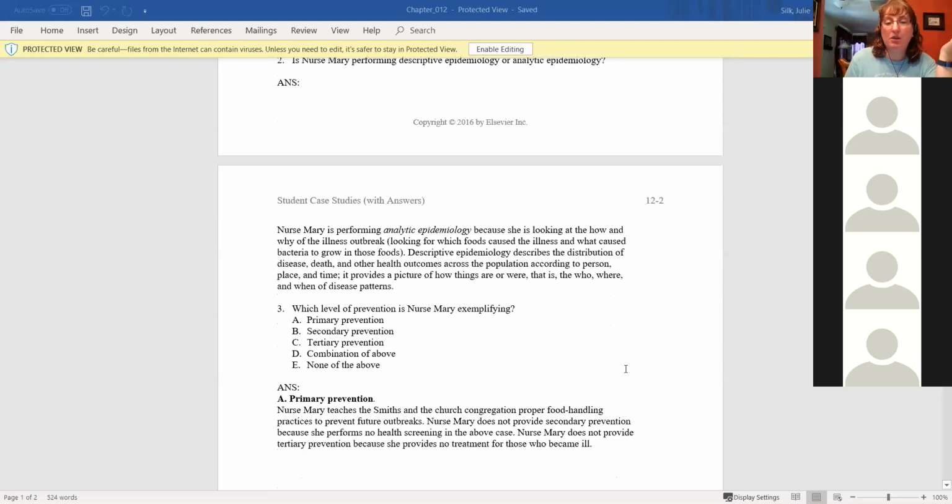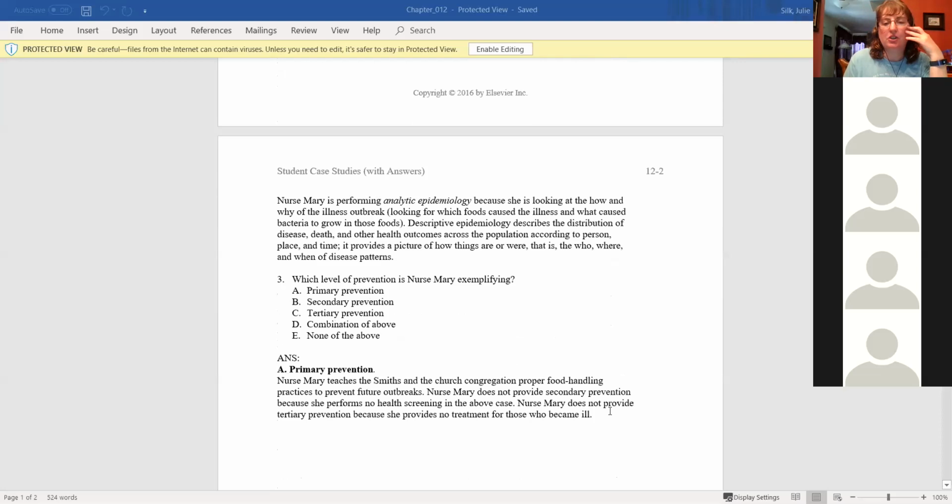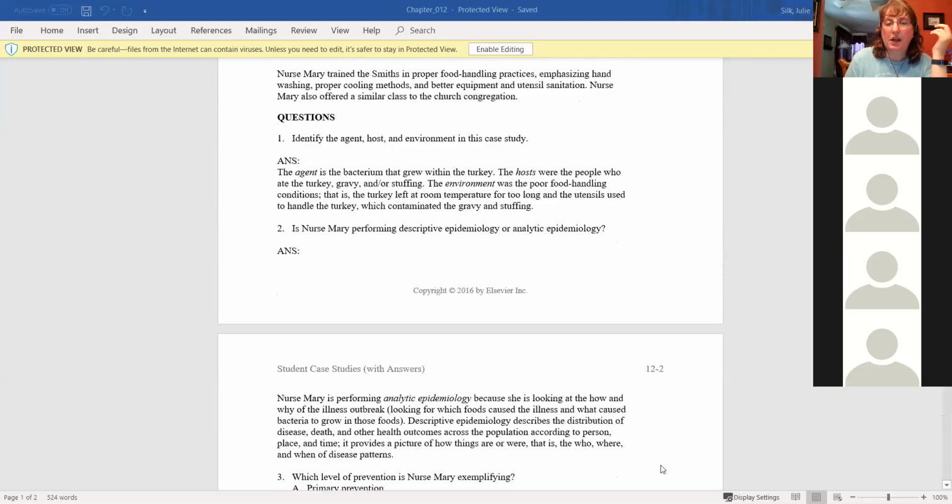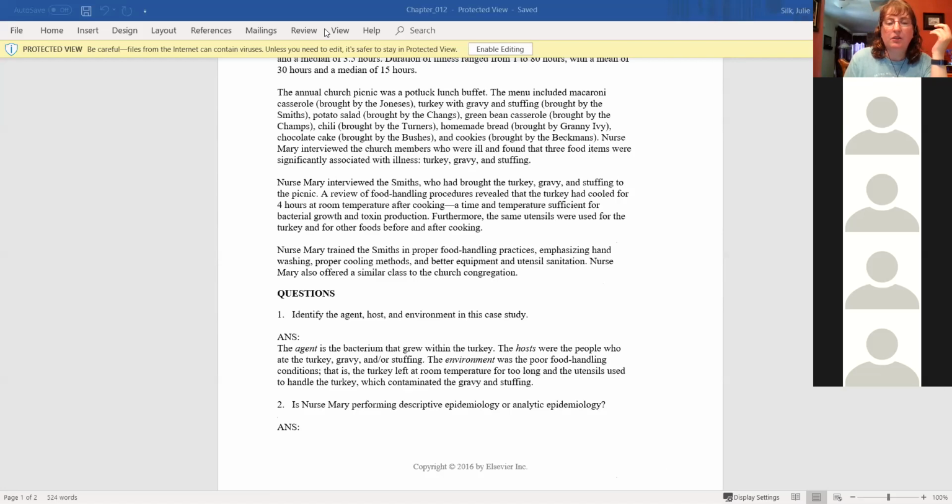So she's teaching people how to handle food the right way so this doesn't happen again, to prevent future things from happening. And then it says she does not provide tertiary because she provides no treatment for those who became ill. And she doesn't provide secondary because she performs no health screening in the above case. Okay. So that's that one. And then let me see if there's a few questions we can do, and then we'll call it a day.